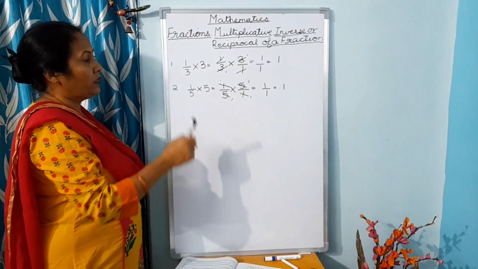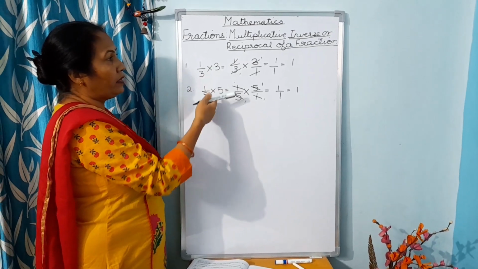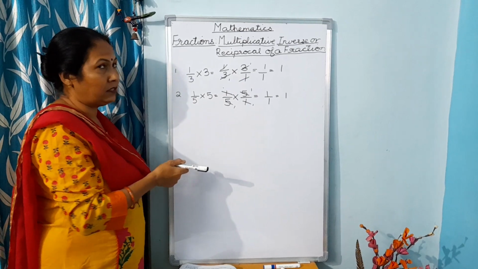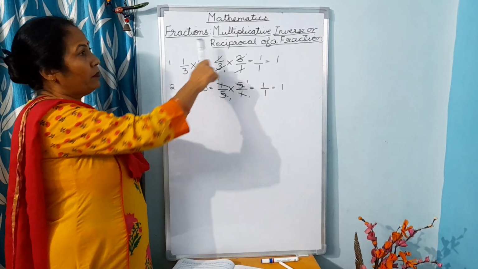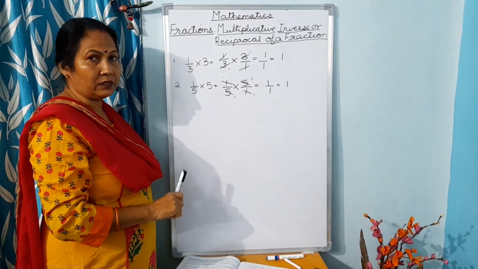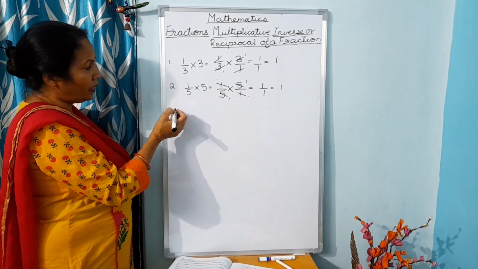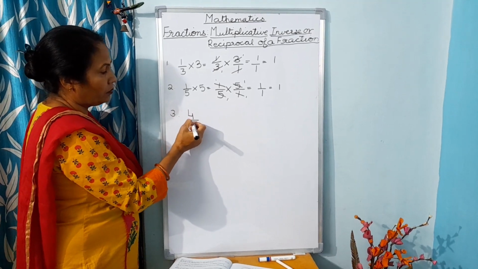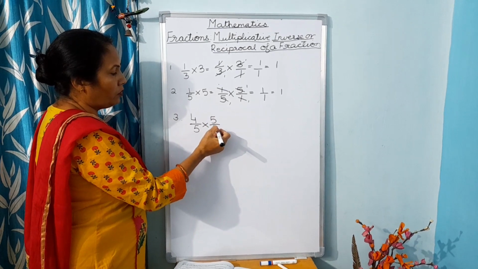Now children, in this case you see that when you multiply this, means when you interchange the fraction, the answer is 1. So this is called multiplicative inverse or reciprocal of a fraction. I will show you one more here, like 4 upon 5 into 5 upon 4.